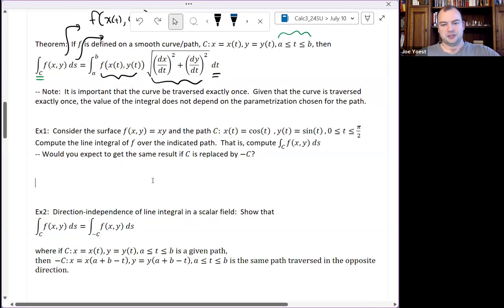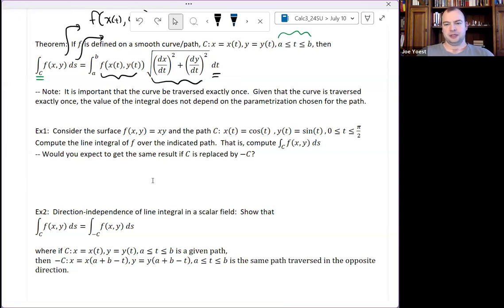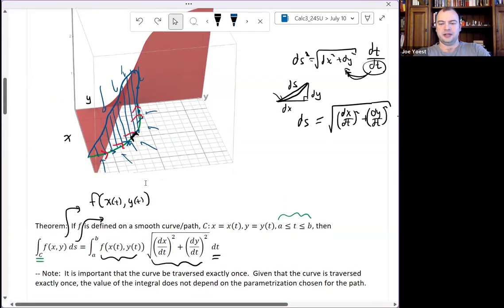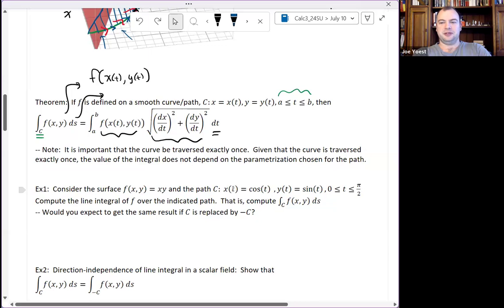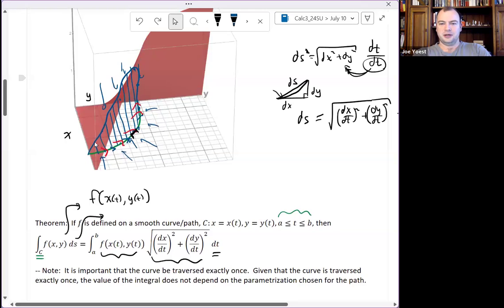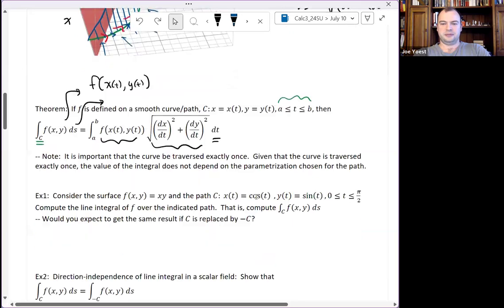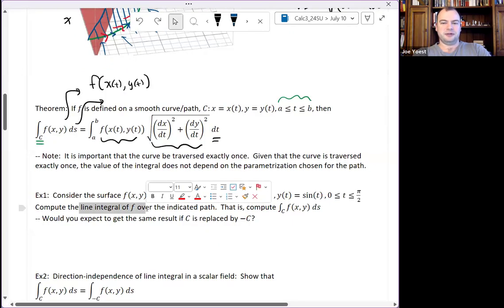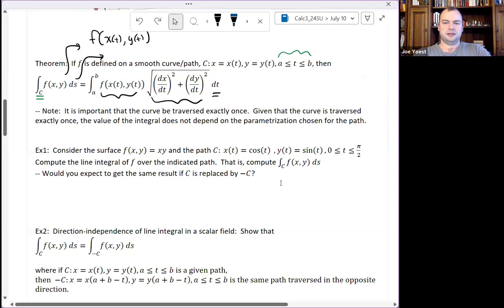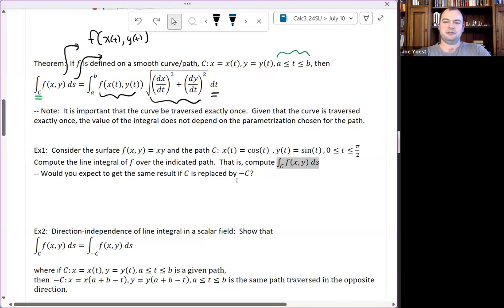Okay, so let's look at some examples. Let's consider the surface f of x, y equals xy, which is what we have up here, and the path x of t equals cos t, y of t equals sin t, t between 0 and pi over 2, which is what I've drawn up here, more or less. I wasn't being careful with the scaling, but more or less, this is the quarter circle that we're dealing with. We want to compute the line integral of f over the indicated path. That is, compute the integral over C of xy ds.